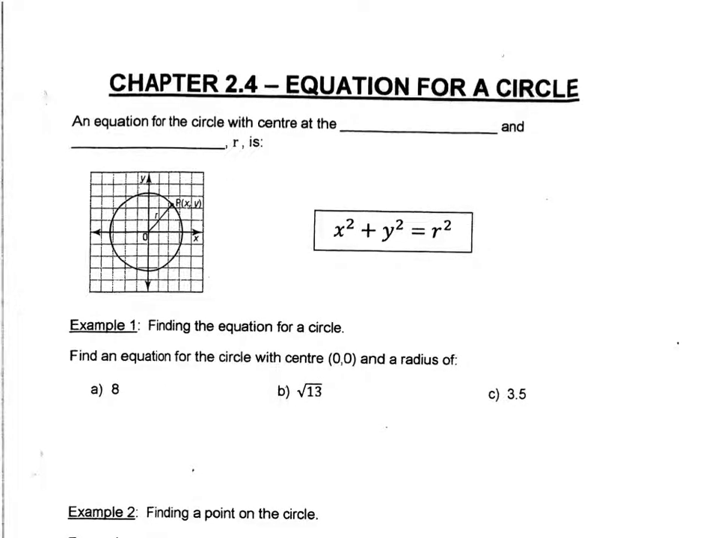The final lesson in the analytic geometry unit is for the equation of a circle. So the circles we're looking at in grade 10 academic math are the circles that are centered on the origin. We're not going to move it left, right, up, or down. We're going to keep it centered on the point 0, 0.